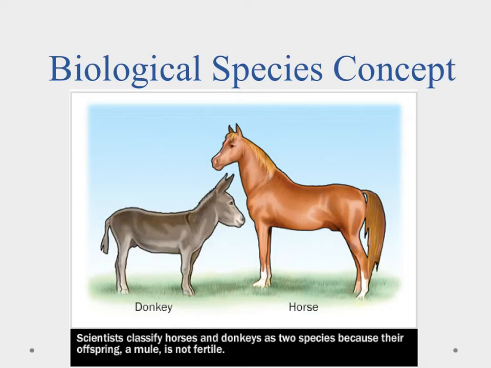When we're talking about speciation, we have to understand what a species is. And there are 2 different concepts that I want to go over with you in the video today. The first is the biological species concept. The biological species concept says that a species is a group of organisms that are able to reproduce, and their offspring are able to reproduce as well.